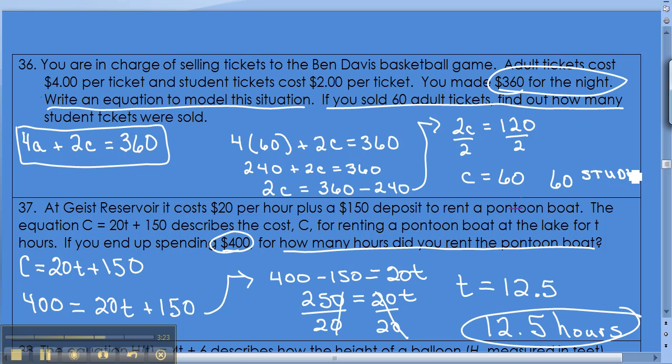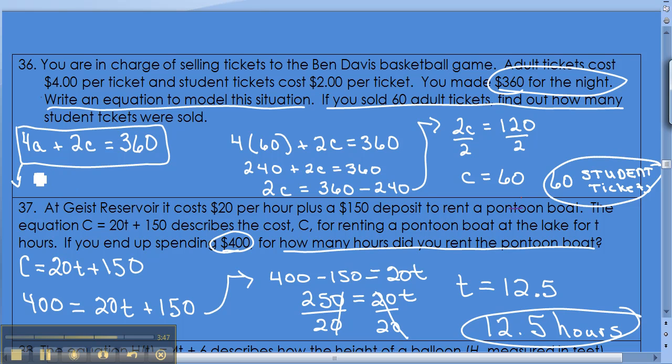Now you want to go back and check your answer to make sure that it works out. So to check your answer, go back to the original situation and plug in the numbers you know. We're doing the check right here, so I'll put a check to show we're doing the check.